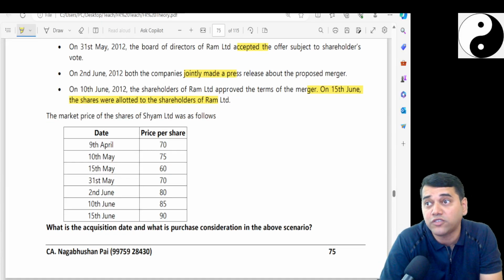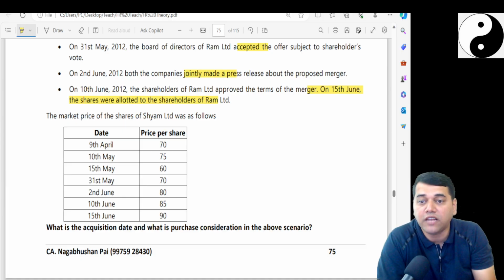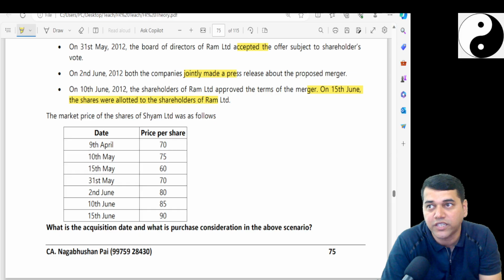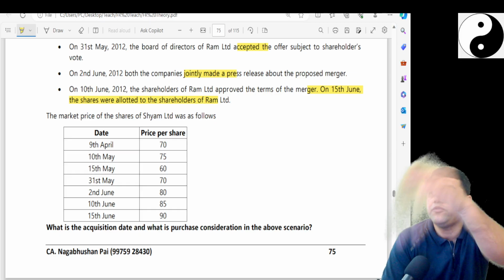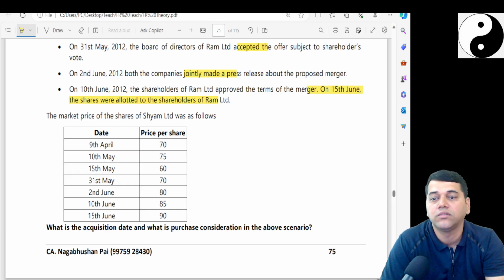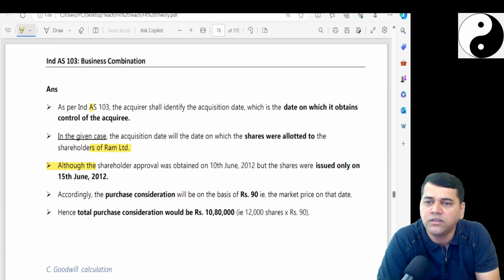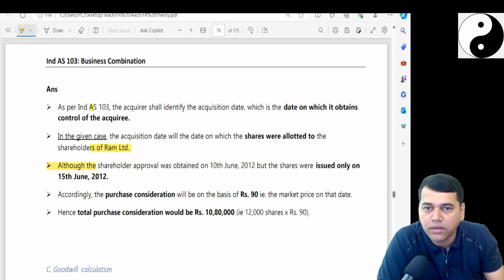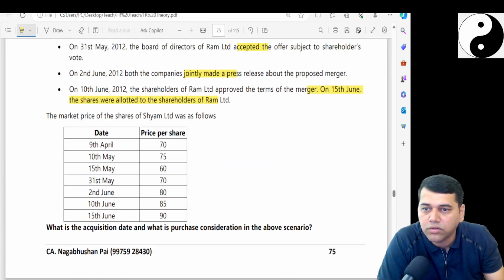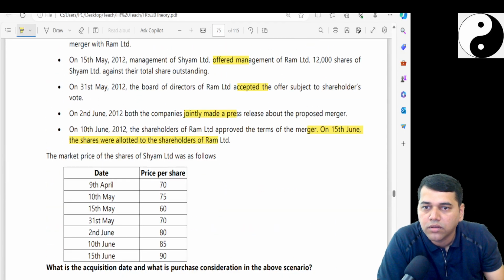Because, understand students, in the purchase consideration calculation you have to calculate the fair value of the equity shares issued. It depends upon what the price is on which day. So which is the purchase date? 10th June you can consider here. You will write the story here. On 10th June, shareholders approved the terms of the merger.